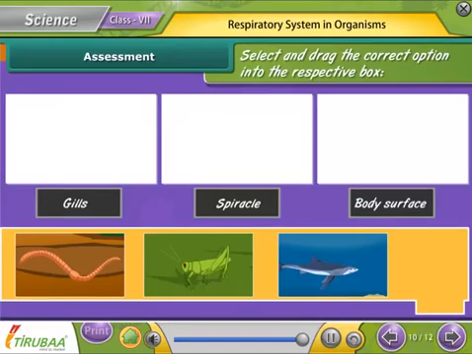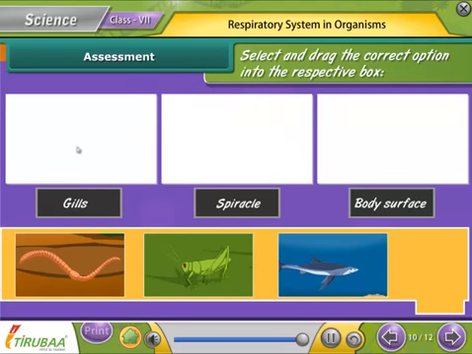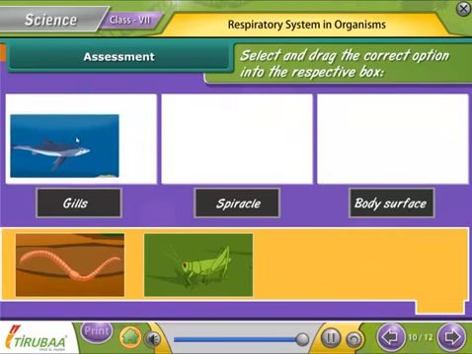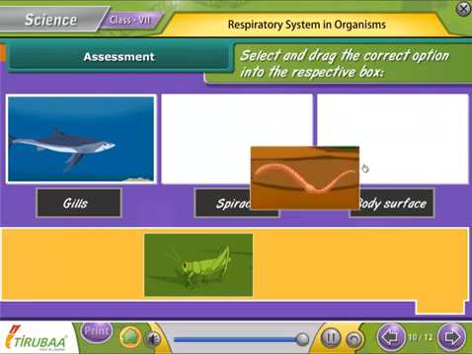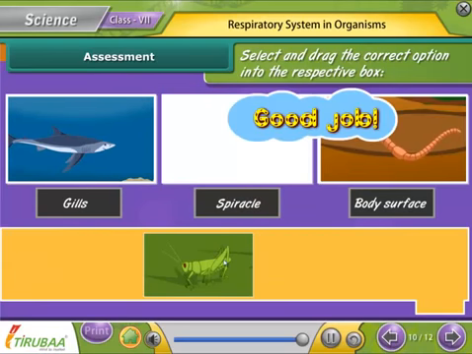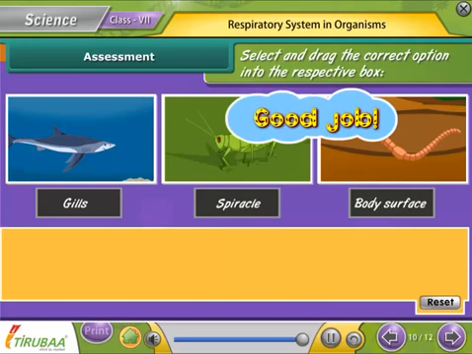Select and drag the correct option into respective box. Try again. Good job.